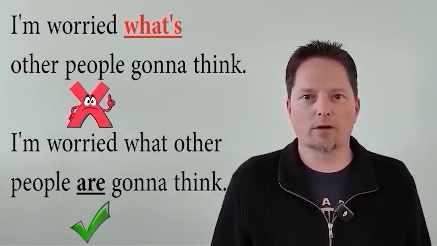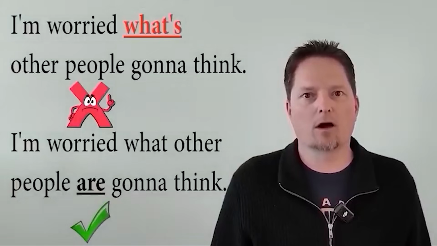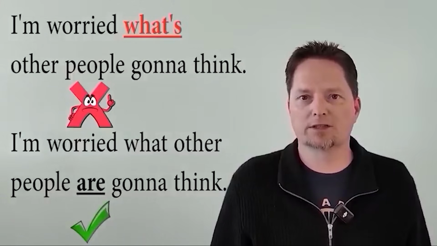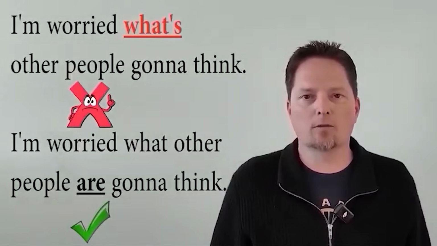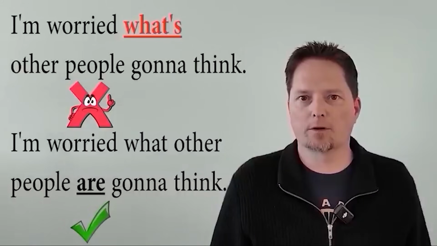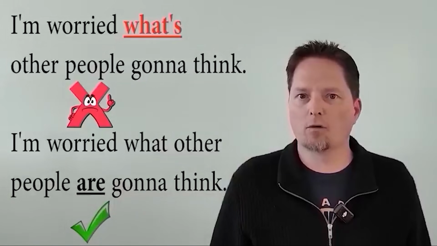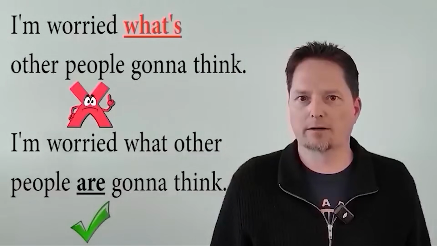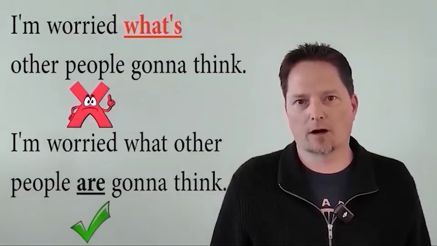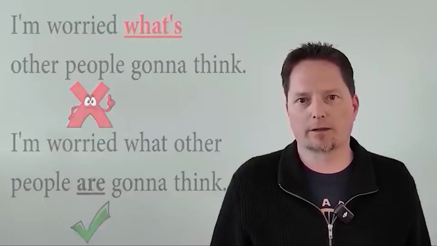But if you say I'm worried, you have to move the verb. I'm worried what other people are going to think. Pronunciation, what other people are going to think. Altogether, I'm worried what other people are going to think. So we don't hear are, we hear what other people are going to think. I cannot say I'm worried what's other people going to think. Use are and move the are. I'm worried what other people are going to think.